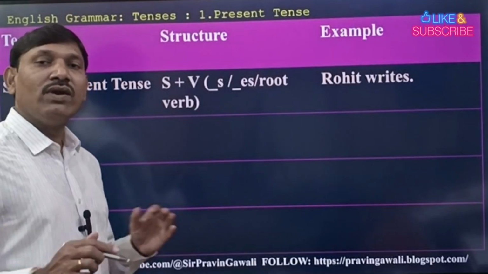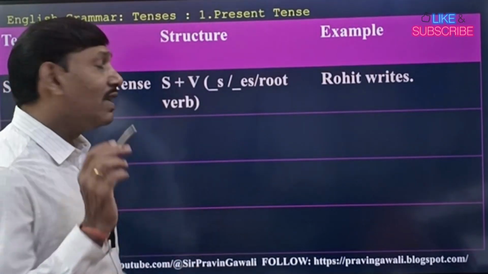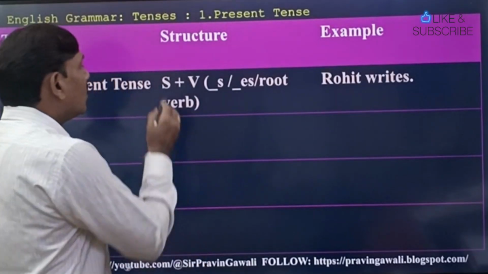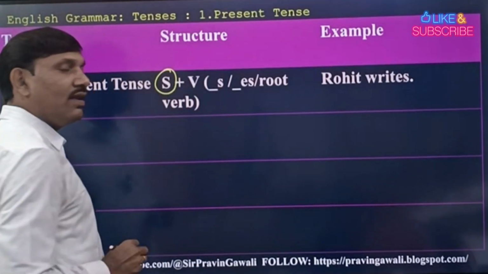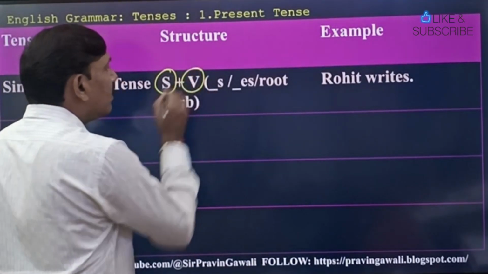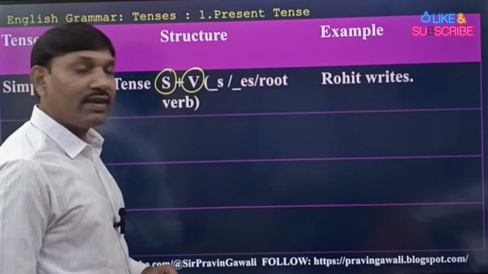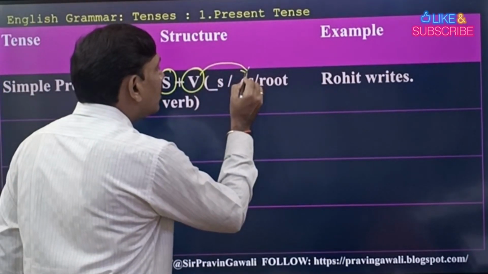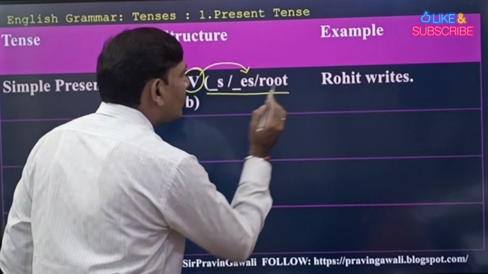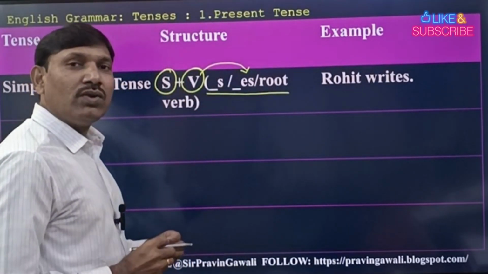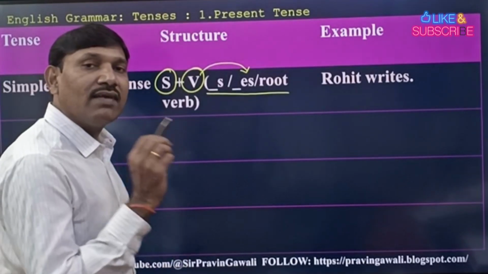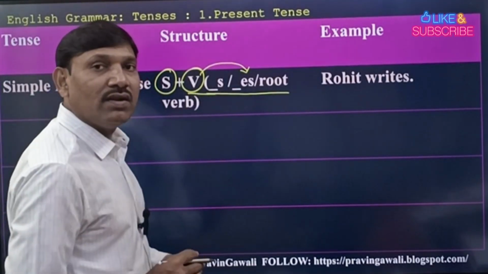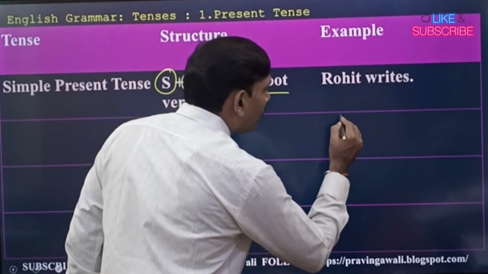Now, students, here we are going to learn the structure of the sentence in the simple present tense. So in simple present tense, first the subject will be there. After the subject, the verb will be there. And here it is very important to understand that in simple present tense, the verb will take the s or es form. The root verb will take the s or es form. Now, students, what does the root verb mean? For example, see now.